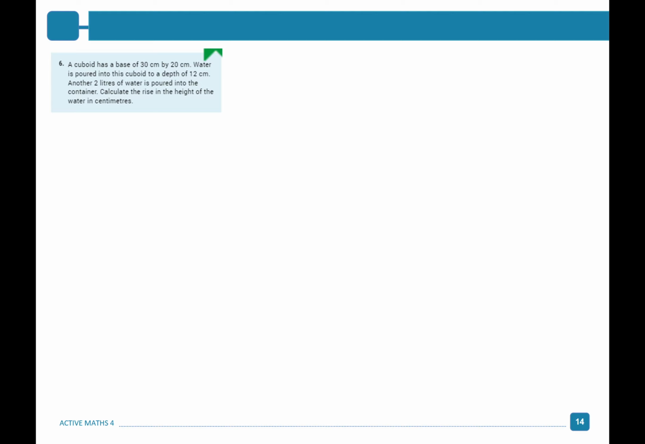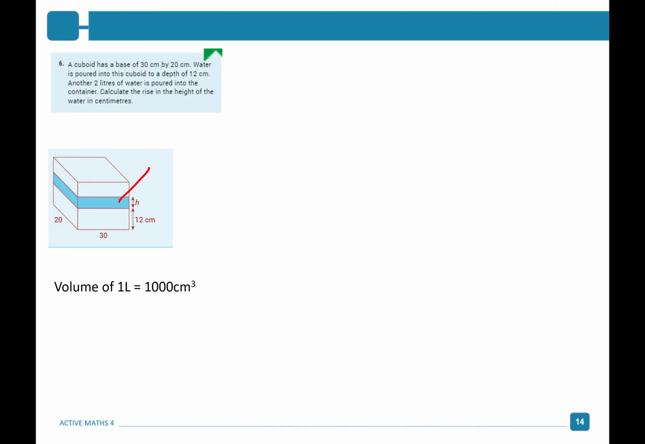Now the first thing I'm going to do here is draw out what I have, so it'll make it easier to see what formulas I'm going to use and what I need to find. Okay, so I have this cuboid. It has a base of 30 times 20. The depth so far is 12 centimeters. And then I'm adding on water to it, which has an extra height of h that I don't know. All right, I am told that 2 liters of water, so the volume of this blue area, is equal to 2 liters.